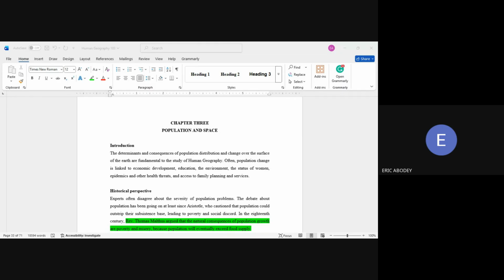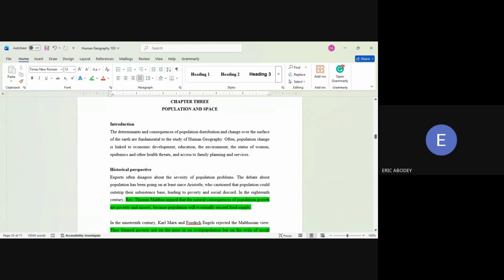So education is also another factor that contributes to population change. The environment, the status of women. The status of women, we can talk about their childbearing status, or as their age increases, it has some form of link with the ability to conceive. Epidemics, outbreak of disease, and other health-related threats, and access to family planning and services. So these and many other reasons would account for the variation in population, be it increasing or decreasing. Some of these factors that we have outlined here will play a major role.